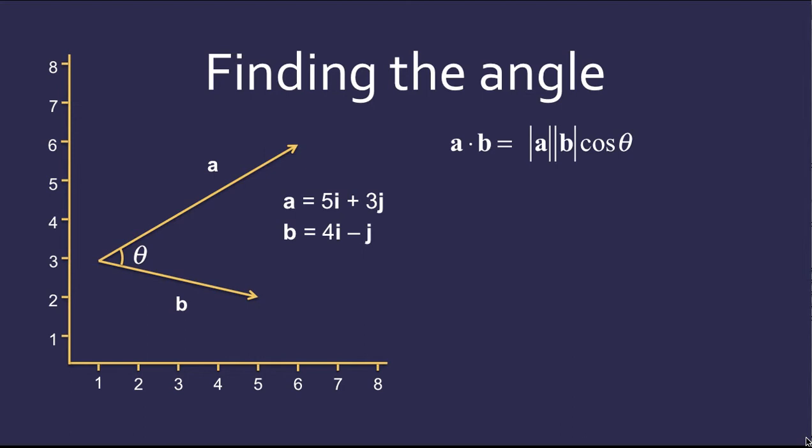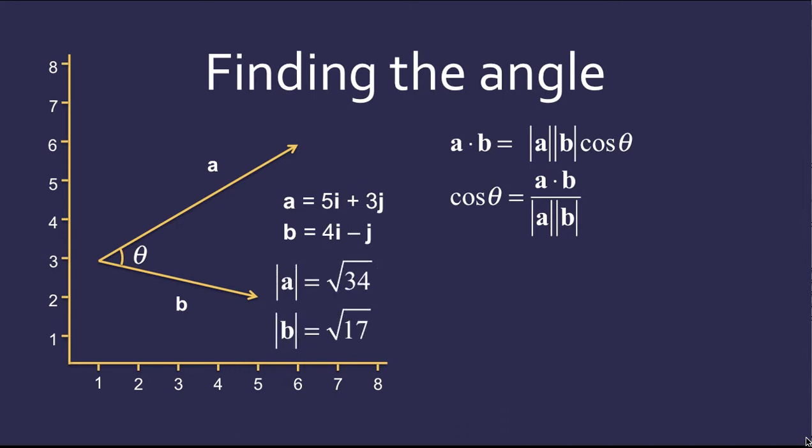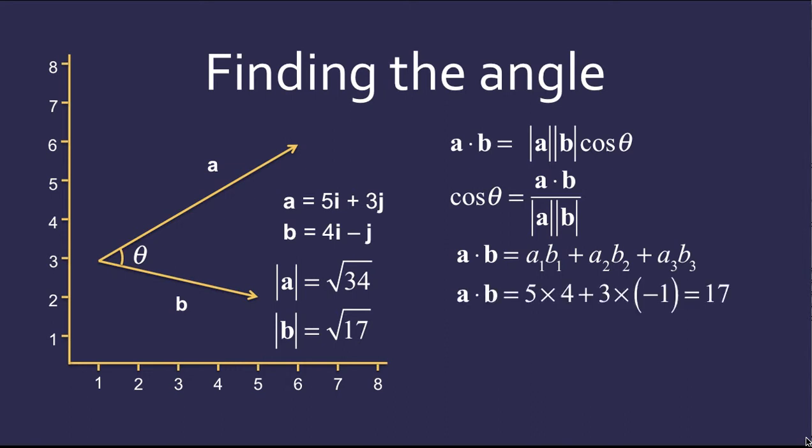Rearranging this equation for cosine theta produces the quotient A dot B over the product of the magnitudes of A and B. We'll need the magnitudes to perform this sum, so we'll find them first as root 34 for A and root 17 for vector B. We can now find the product A dot B using the method we developed in the previous slide. Working this through, we find that the product is equal to 17.